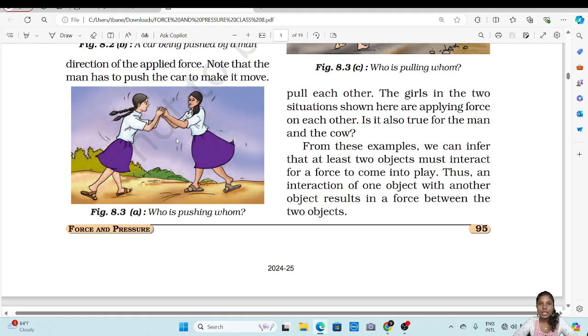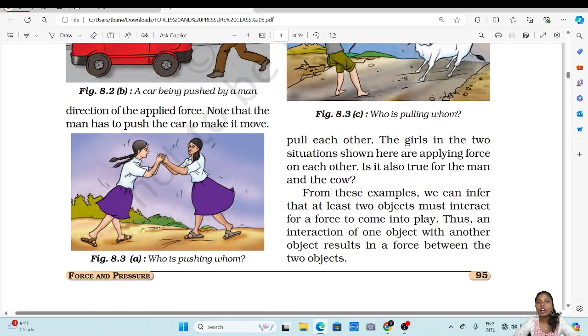whom. In the case of the car and the man, the car was stationary. It was at its place. It was not applying any force against the man. Only the man was applying some kind of force against the car to make it move. But in this case, these two girls are applying equal force towards each other. So it is difficult to tell who is pushing whom, because both of them are pushing each other. It is not one person.